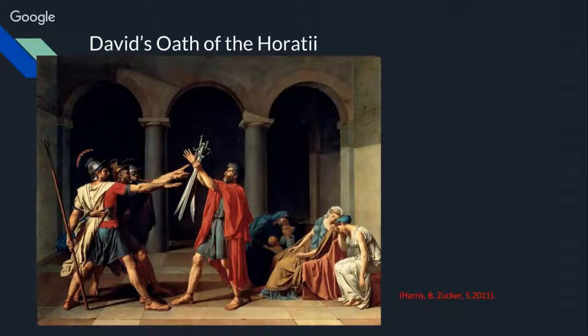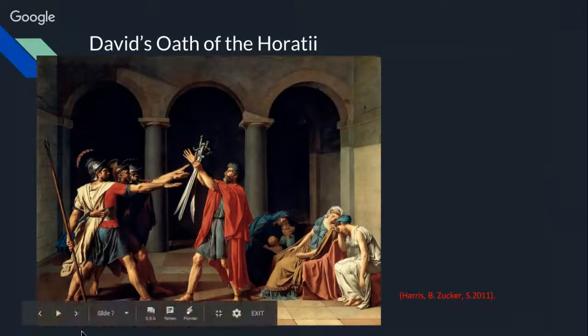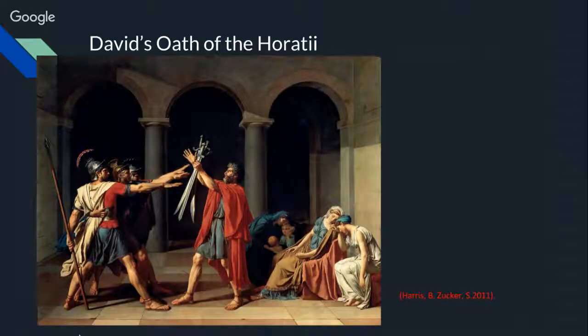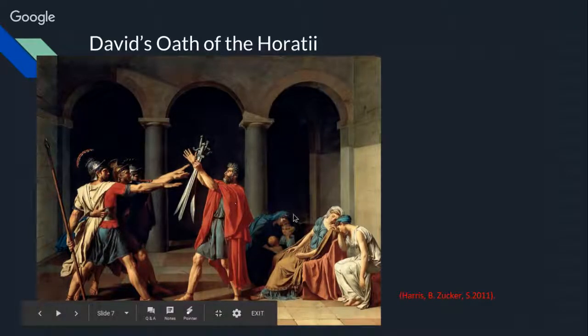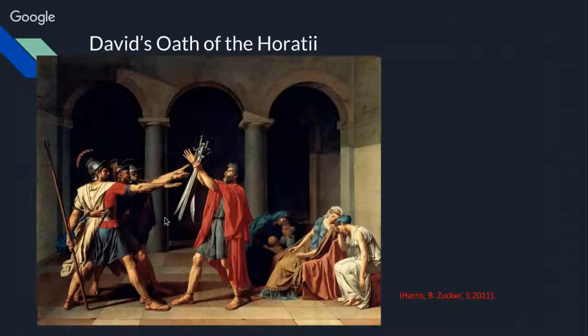This was created by Jacques Louis David. Here we have three soldiers, who are actually three Horatio brothers, and we have a man here, three women here, and two children here. So let's get into the details of this painting.